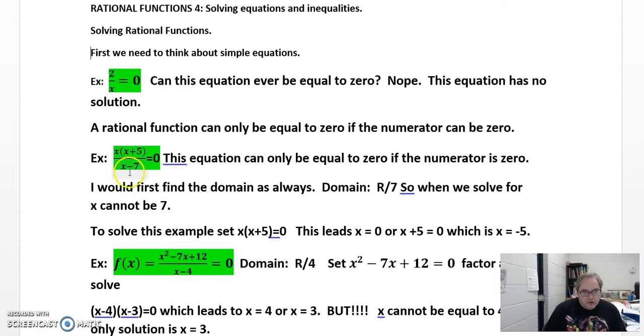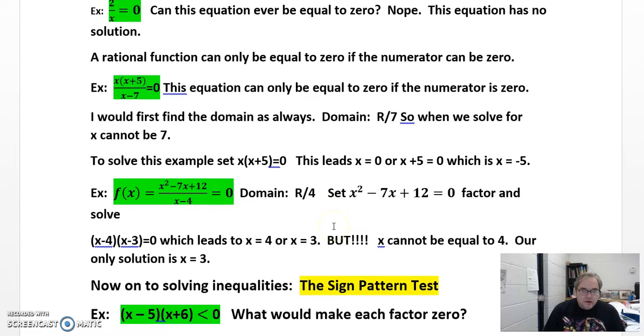This next example, I have a ratio. I have two factors on top, x minus 7 on the bottom. So when I see the x minus 7, I know my domain's all real numbers except 7, like I have listed here. And to actually solve it, I'm going to set the numerator equal to 0. So when I set the numerator equal to 0 and I go to solving, I get x equals 0, x plus 5 equals 0, which is x equals negative 5. So my two solutions are 0, negative 5, but you have to remember to check it against the domain.